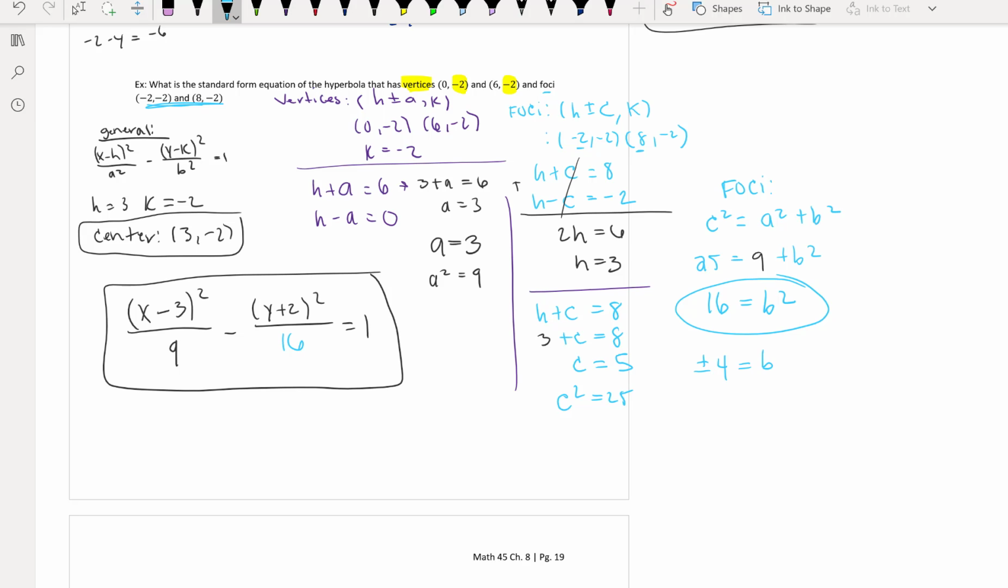So now I have given you the standard form equation of the hyperbola with the given vertices and the given foci.